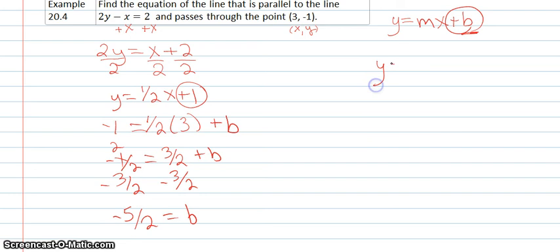So that is what we're going to fill in place of the 1 here for our y-intercept. So we have y equals 1/2 x minus 5 over 2, or you could write it as negative 2.5. Either way, this is the equation of the line that was parallel to the given line.